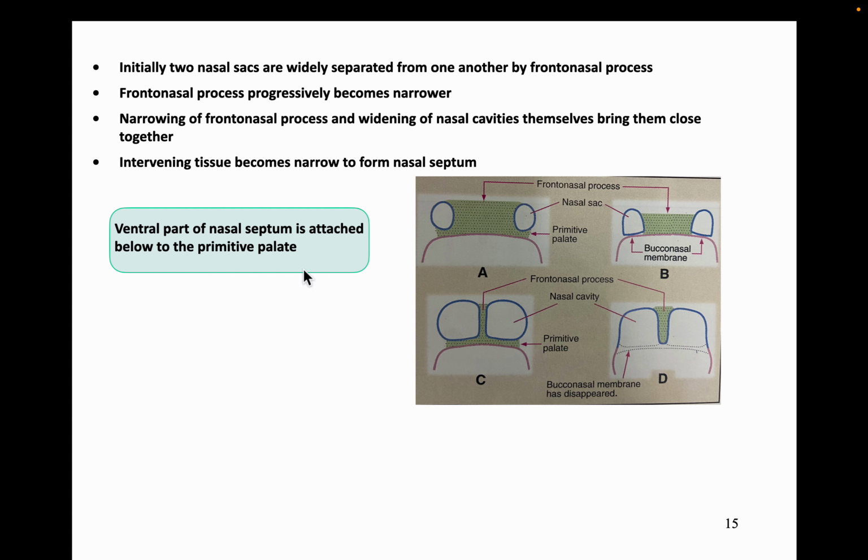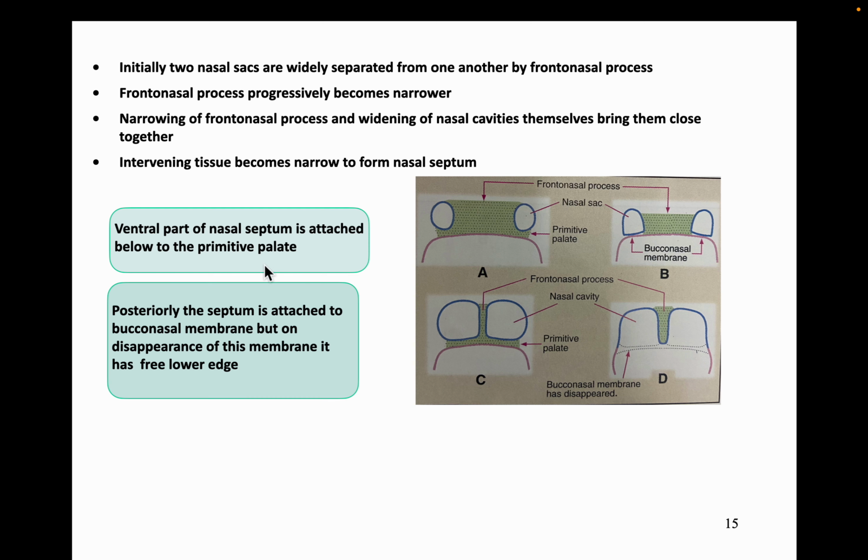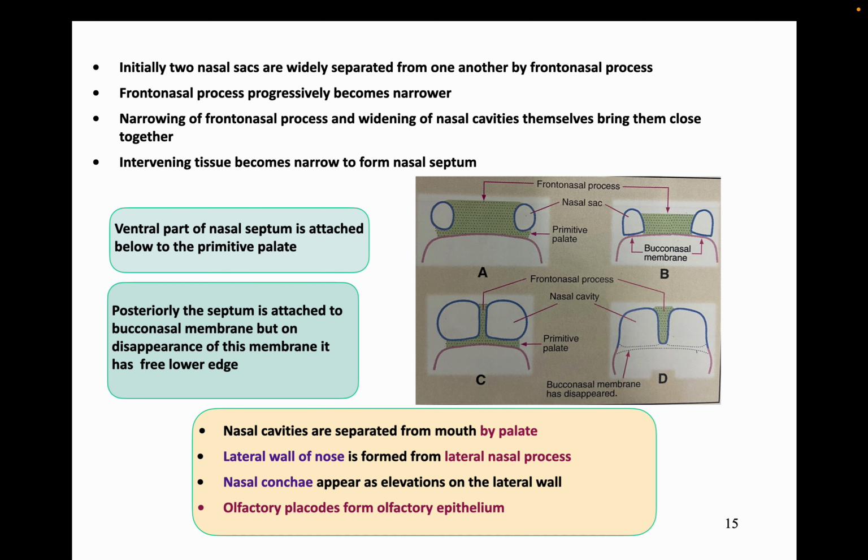The ventral part of the nasal septum is attached below to the primitive palate, and posteriorly the septum is attached to the bucconasal membrane, but on disappearance of this membrane it has a free lower edge. Now this is a further development. The nasal cavities are separated from the mouth by the palate, it is clear.